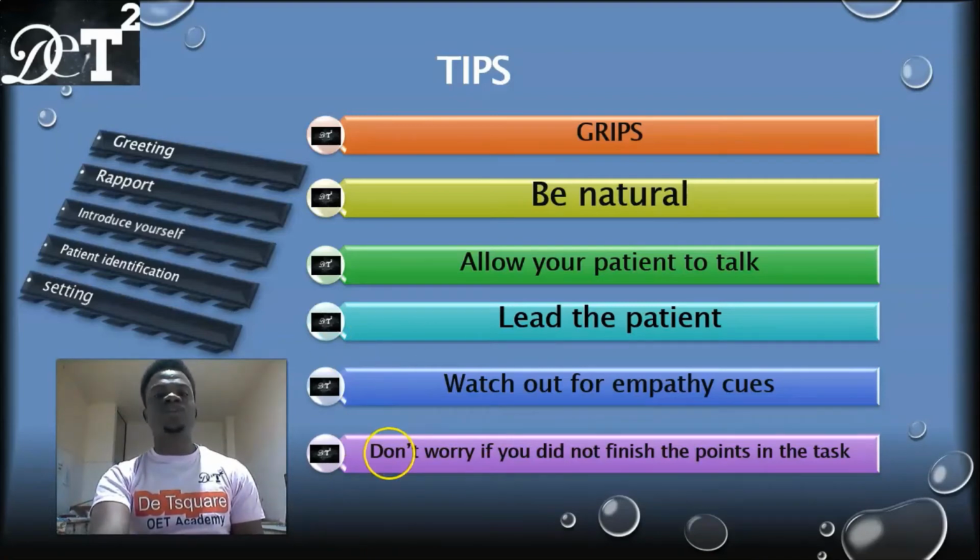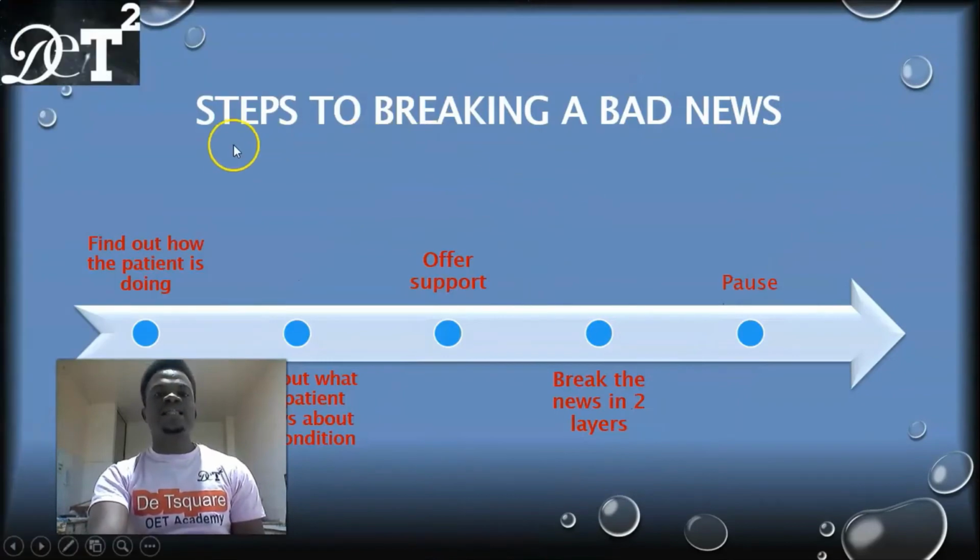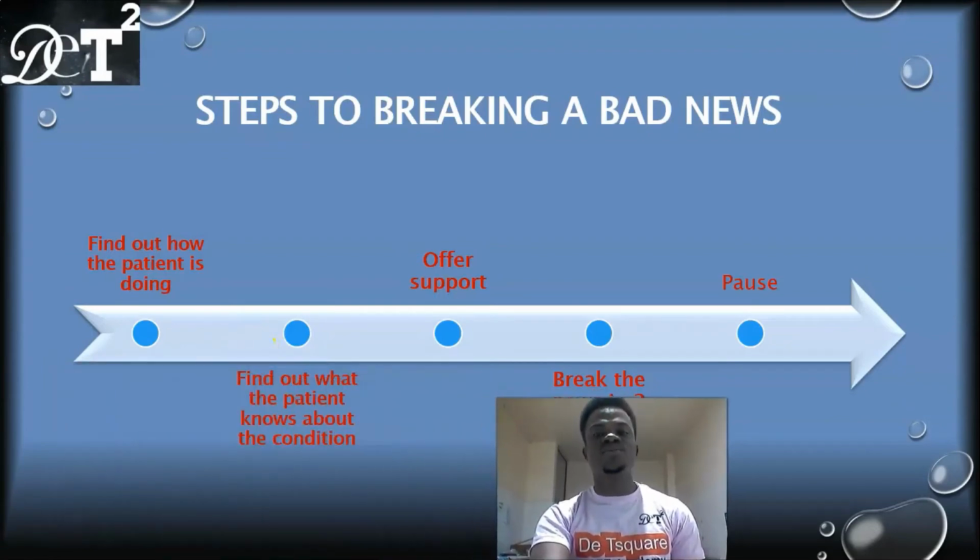So try to be natural, because if you are rushing your task, you miss a lot of this. There is a tendency for you not to be natural, and you will not allow your patients to talk in that case. So now let's go to the steps that you must follow while breaking a bad news.